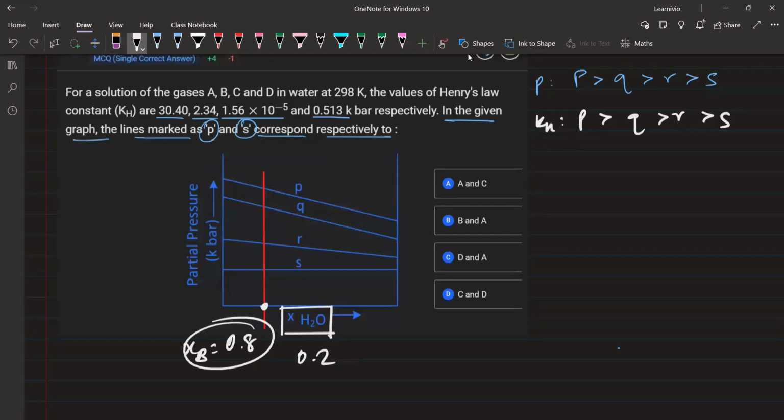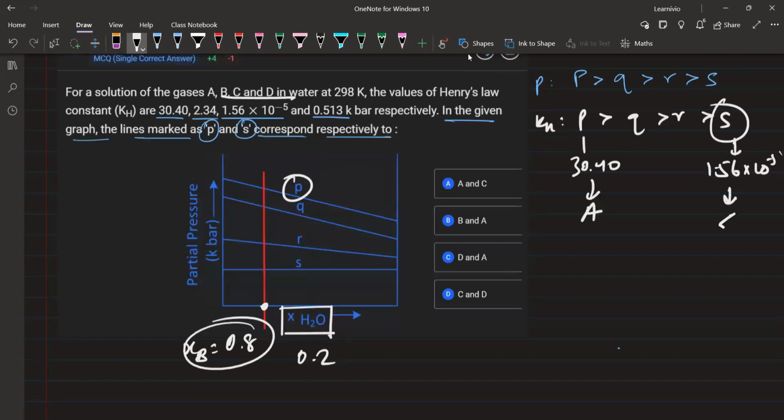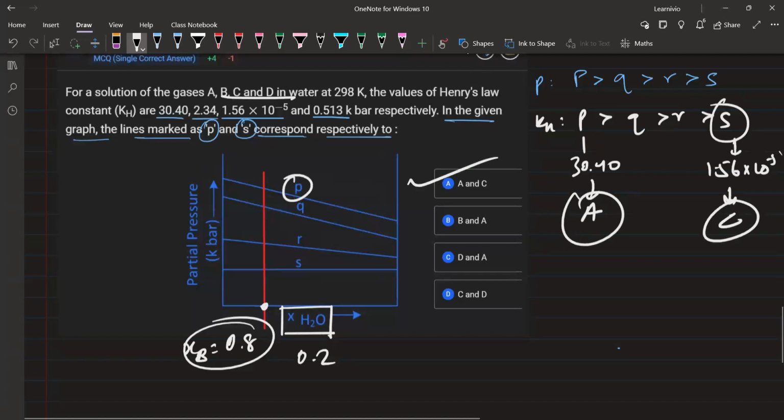Then they are saying p and s it will correspond to. P will be the maximum. What is the maximum here? 330.40. That corresponds to the A value. And s is the least here. The least is 1.56 into 10 to the power minus 5. That corresponds to the C gas. So A and C are the correct option. Okay? I hope it's not very tough.